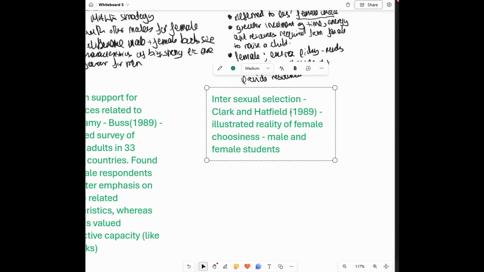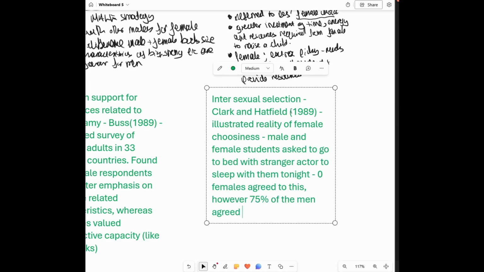It was found that male and female students were asked to approach the opposite sex and asked if they could go to bed together tonight. Oh yeah, I remember we got shown a video of this. And it was found that zero females agreed. However, 75% of males agreed to go to bed with a random stranger.